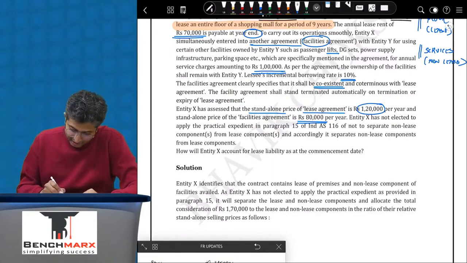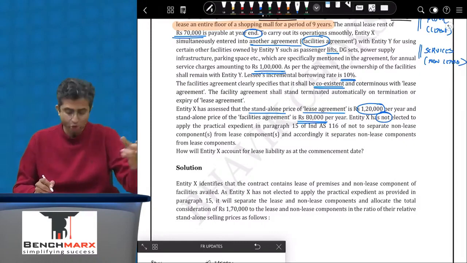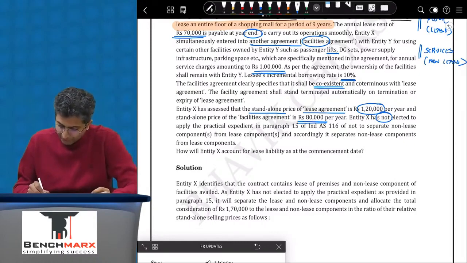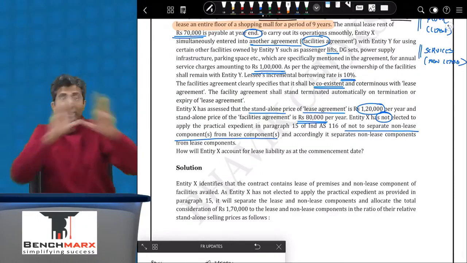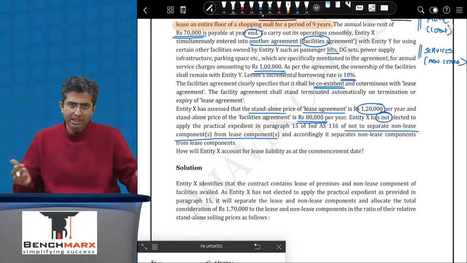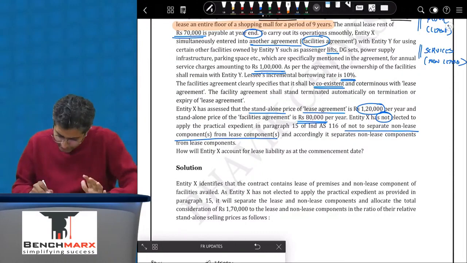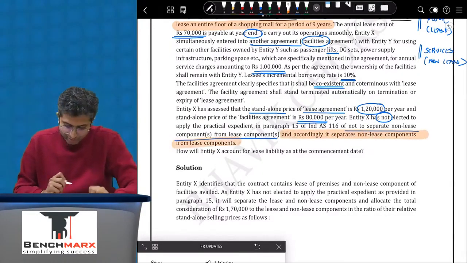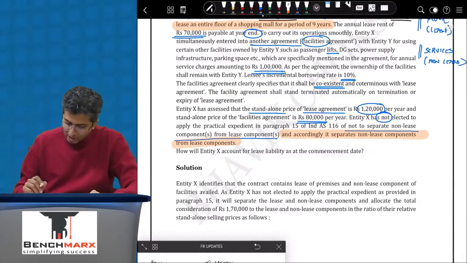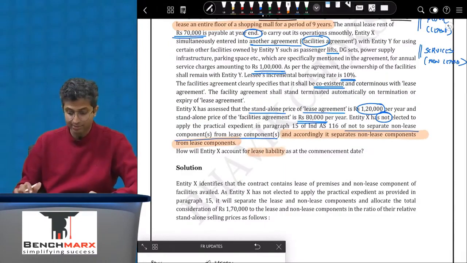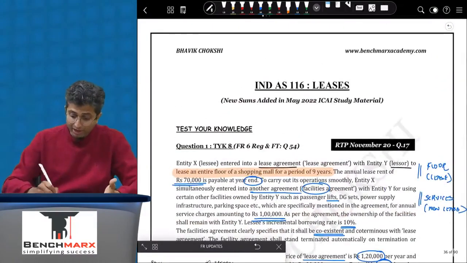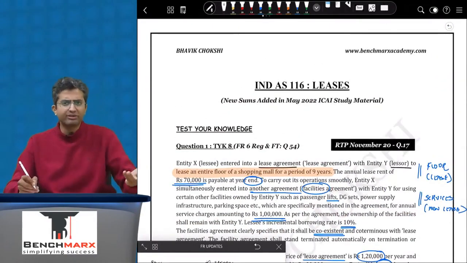Entity X has not elected to apply the practical expedient, that means a shortcut as per paragraph 15 of Ind AS 116, to not separate the non-lease components from the lease components. So it has not taken the choice to combine them. Basically, that means it has taken a choice to show them separately. So if nothing is given, you will always show them separately only. And accordingly, it separates the non-lease components from the lease components. How will entity X account for the lease liability at the commencement date? Well, lease liability is the present value of future cash flows, but these are future cash flows which are attributable to the lease component.